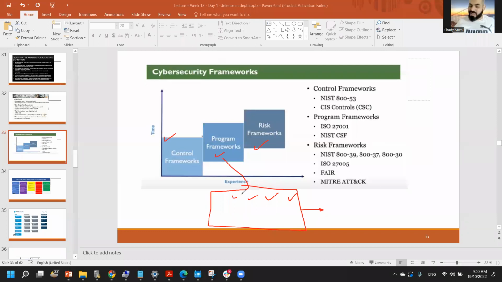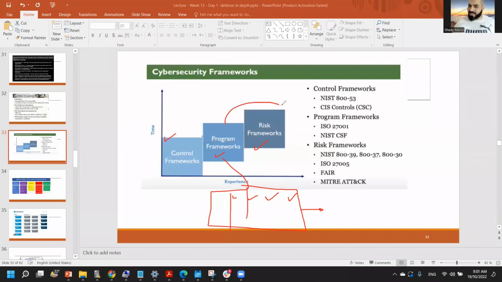So this is a program. How can I implement this program? It consists of 5 core functions, and these core functions have categories and subcategories. You need to implement all of this. So this is the program itself. And you find a lot of publications and a lot of frameworks that are actually covering the information security program within the organization.